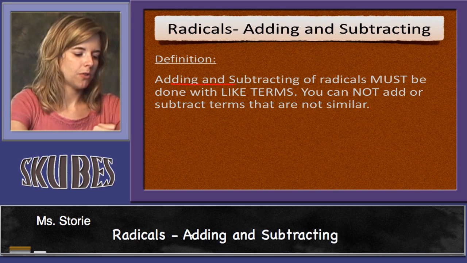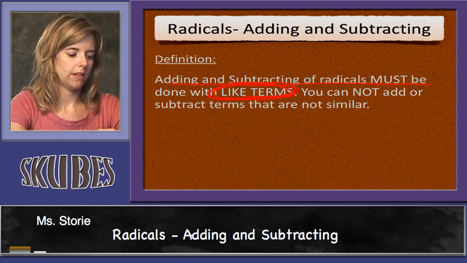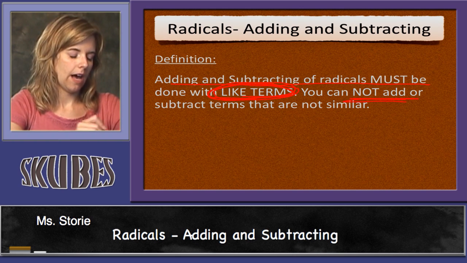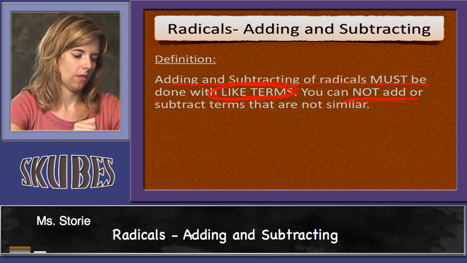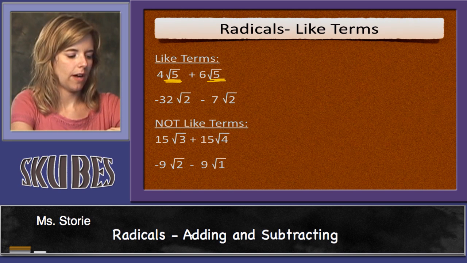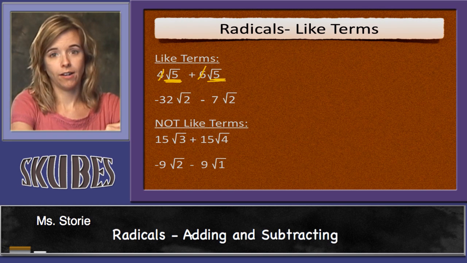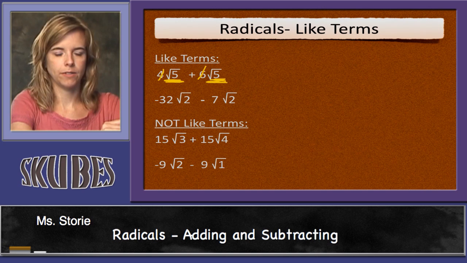Now, adding and subtracting of radicals must be done with like terms. There's the key right there. You cannot add or subtract terms that are not similar to each other. So let's look to see if these are like terms or not. There's a radical 5 and there's a radical 5. It doesn't matter what the coefficients are. We don't care. It could be anything it wants to be. That's not what we're looking at. We're only looking for the radicals themselves.